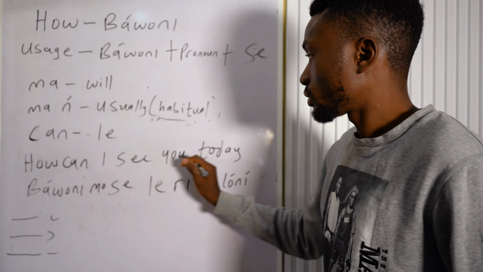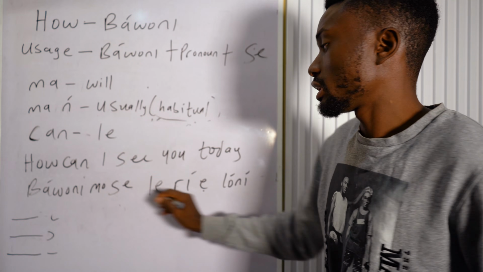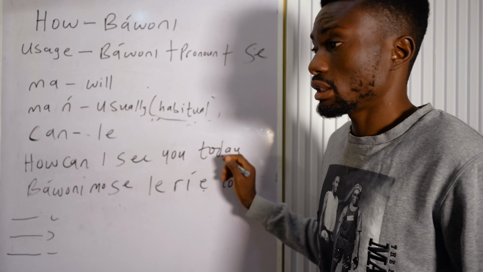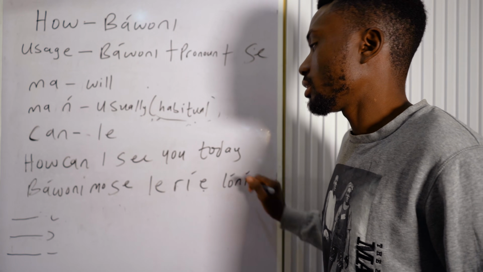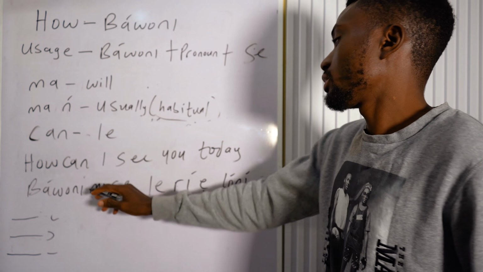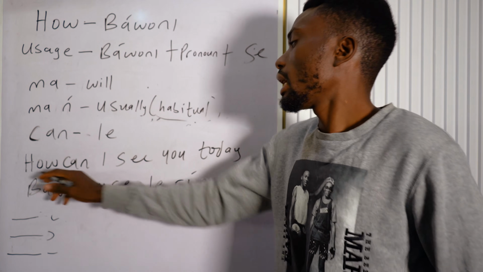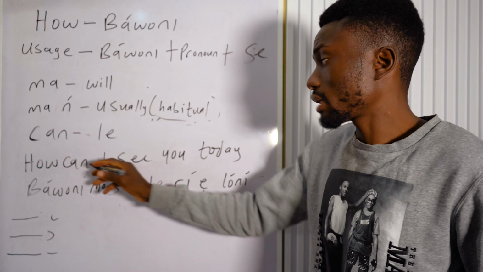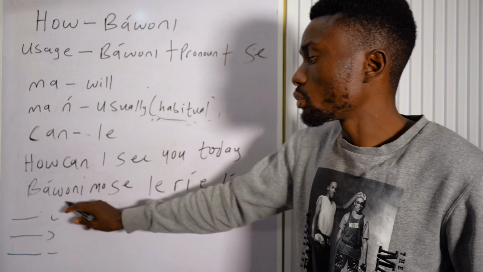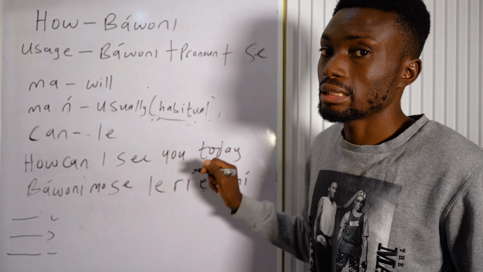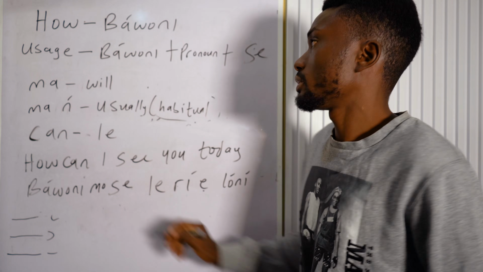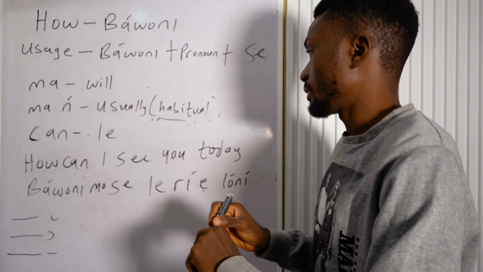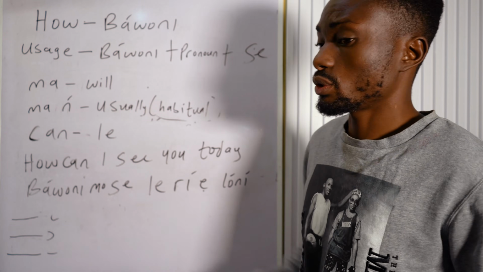How can I call you today? Báwo ni mo ṣe lè pè ẹ́ lónìí? But this is C. So it's báwo ni mo ṣe lè rí ẹ lónìí? If you say, how can I see my mother? What do you think that is? Báwo ni mo ṣe lè rí ìyá mi? So that is for using can as well.